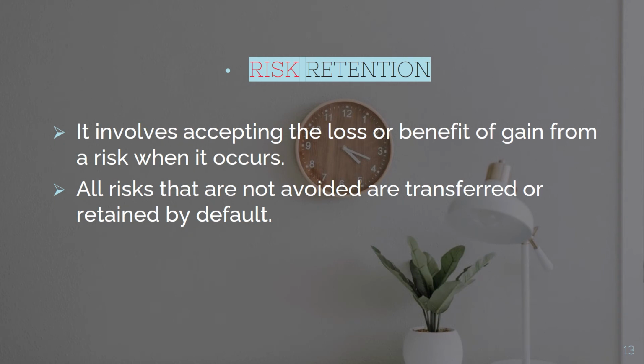Next is risk retention. It involves accepting the loss or benefit of gain from a risk when it occurs. Risk retention is the practice of setting up a self-insurance reserve fund to pay for losses as they occur rather than shifting the risk to an insurer or using hedging instruments. So, what is self-insurance? It is a system whereby a firm sets aside an amount of its monies to provide for any losses that occur or any losses that could ordinarily be covered under an insurance program.